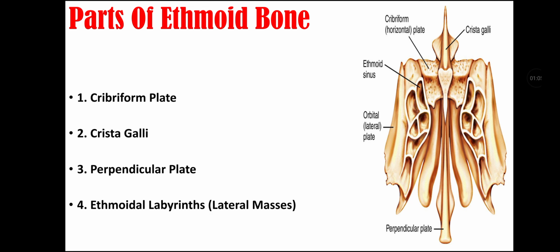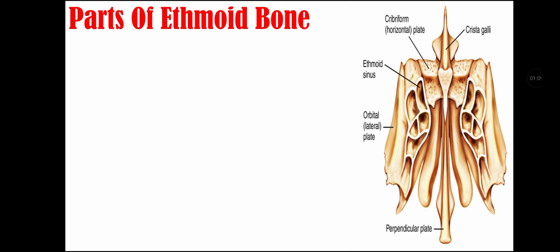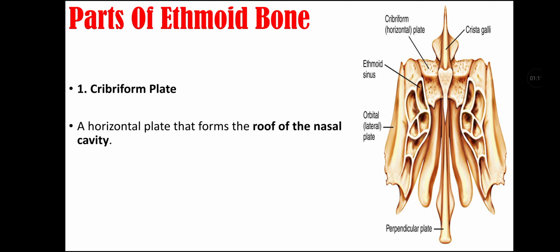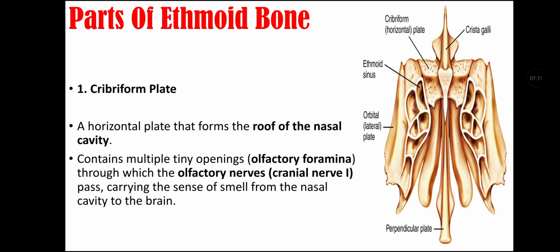Now let's talk about these parts of ethmoid bone one by one. So first part of ethmoid bone is cribriform plate. It is a horizontal plate that forms the roof of nasal cavity. It contains multiple tiny openings that are also called olfactory foramina, through which olfactory nerve passes, that is first cranial nerve, and it carries the sense of smell from the nasal cavity to the brain.